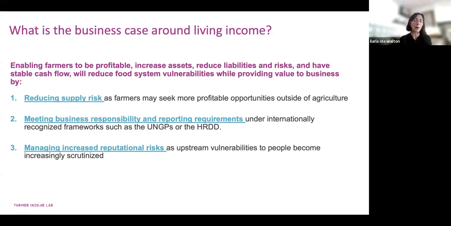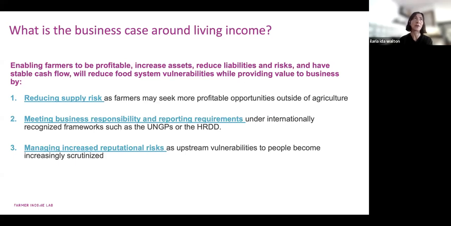We also believe that with the increasing amount of legislation and regulation coming our way, from human rights due diligence and the corporate sustainability due diligence, it is really important to invest in living incomes to make sure we meet emerging reporting requirements. And of course, we are a consumer business, so we believe that we need to invest in living incomes also because of reputational risk, and the upstream vulnerabilities to people in our extended supply chains are going to be increasingly scrutinized.